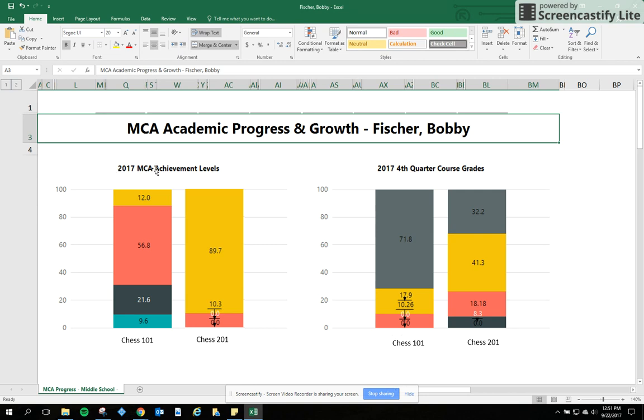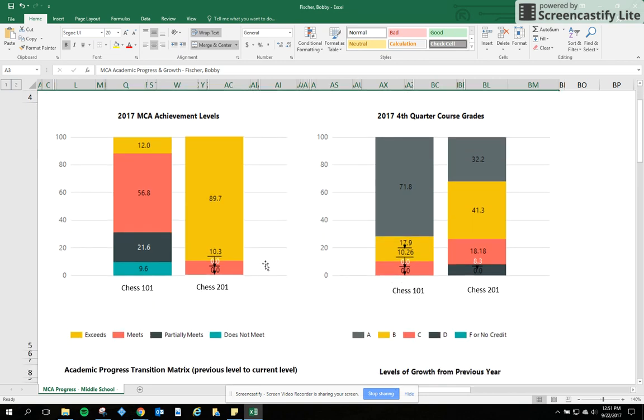The first graph is going to take a look at, hey, when Bobby Fisher's kids took the MCA for chess, how did they do? Well, the graph breaks it down by the kind of class it was. So he has a Chess 101 class and then an advanced class, Chess 201 class. The numbers are the percent of students who hit a particular category. So this Chess 101 class, 12% of the students exceeded, 56.8 met, 21.6 partially met, and 9.6 did not meet.